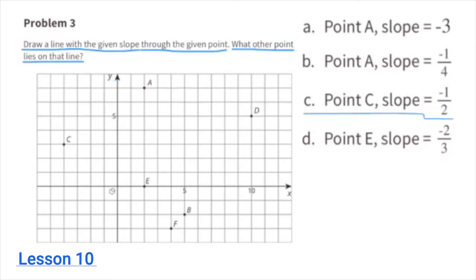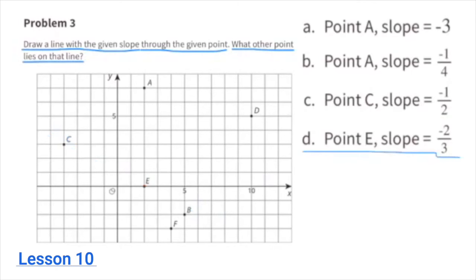C. Point C. Slope equals negative 1 over 2. First I need to find point C, then I need to go down 1 unit and to the right 2 units. Down 1 unit, to the right 2 units. I can continue that until I find the other point that's on the line. Here I can see that point E is also on the line, and here's a look at the line with a slope of negative 1/2.